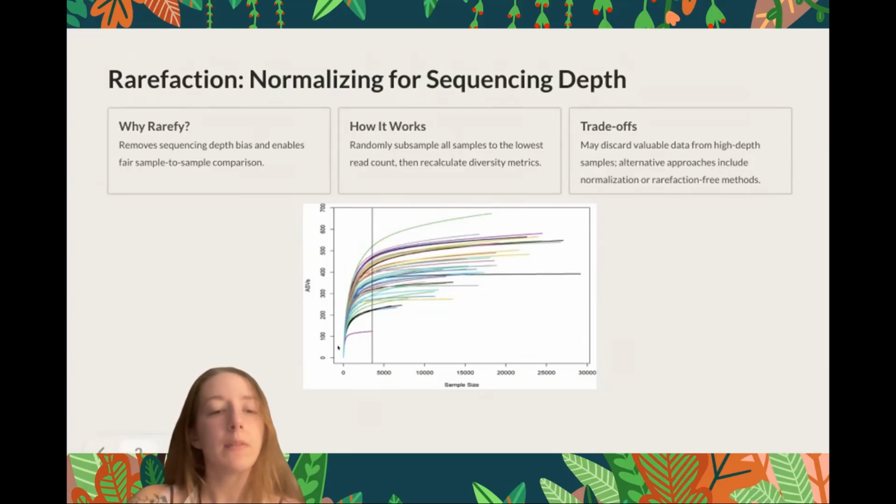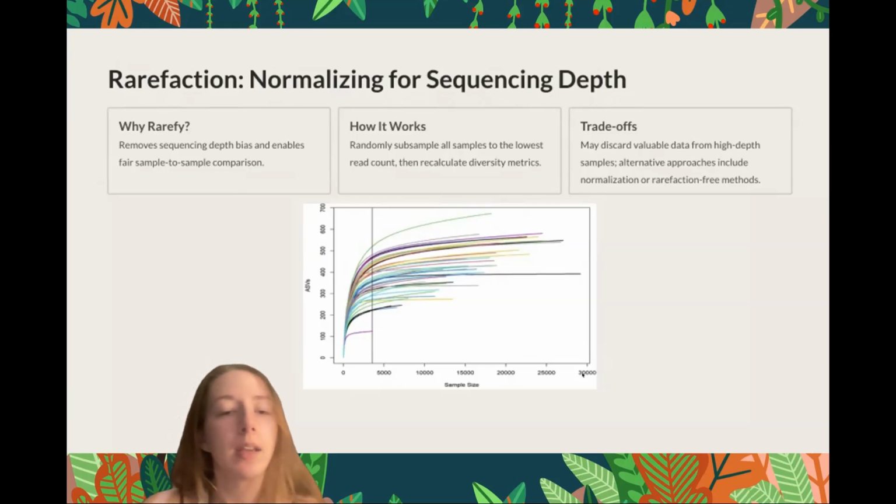So if you see here, the y-axis is showing the number of ASVs detected, and this is per sample. Every colored line here is a new sample. And then in the x-axis, we're able to look at the differences in sample size, which really means here the number of reads in each sample, or sequencing effort, or sequencing depth, all meaning the same thing. We have a sample here that only reached about 3,000 reads. Not too bad, but compared to the others, it's the lowest, right?